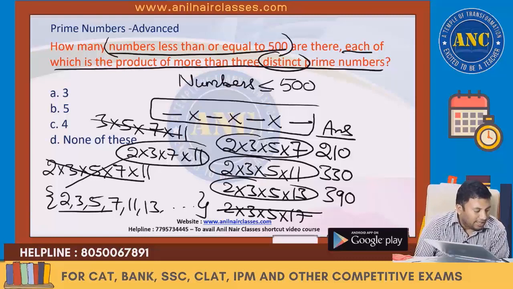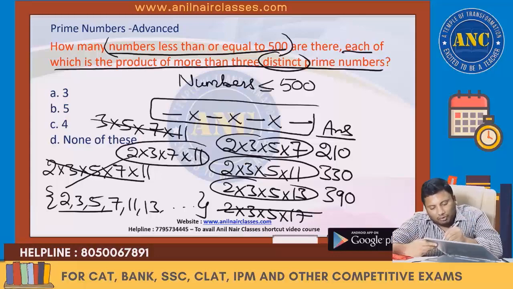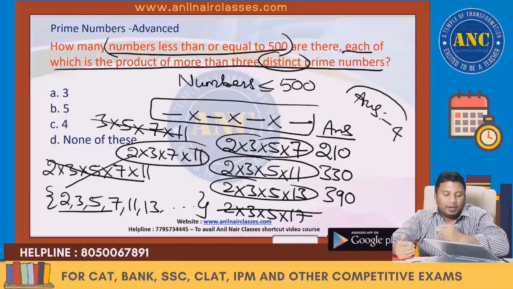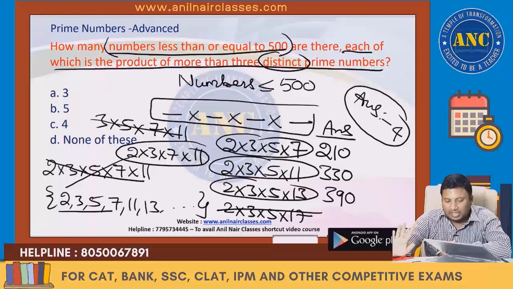I hope the idea is clear. 2 into 3 into 5 into 7. 2 into 3 into 5 into 11. 2, 3, 5, 13. 2, 3, 7, 11. Total I got 4 cases. In case you have done any calculation mistake, please take care of it. I hope it is clear. One more.